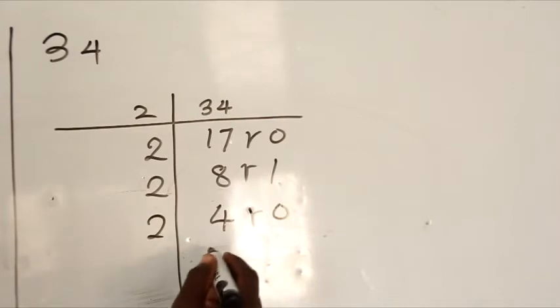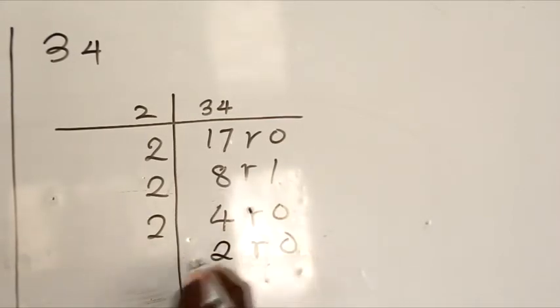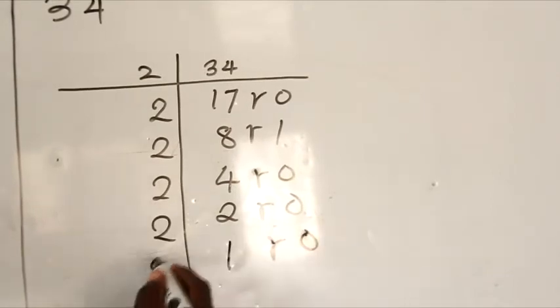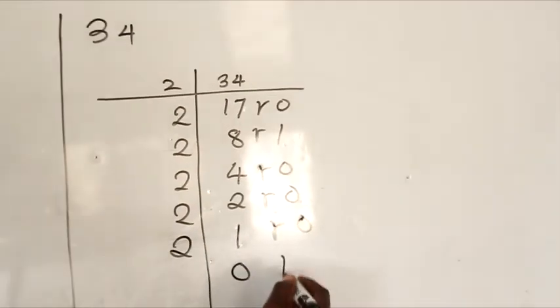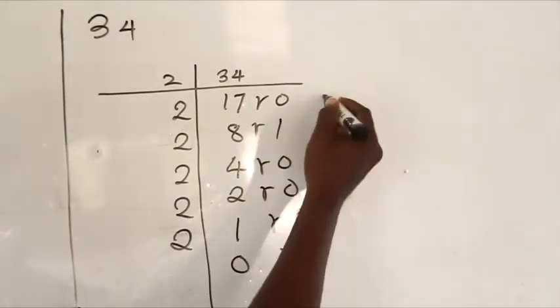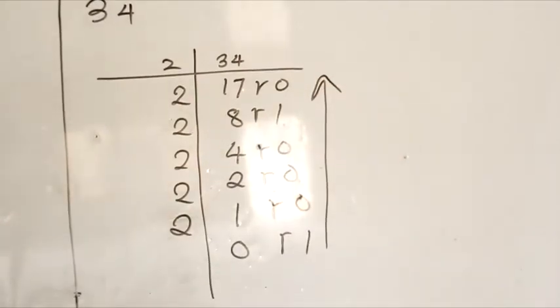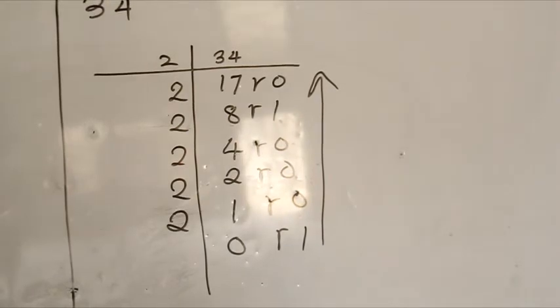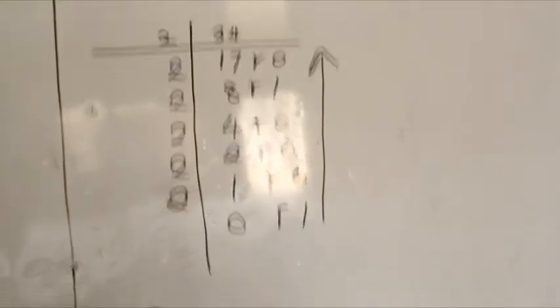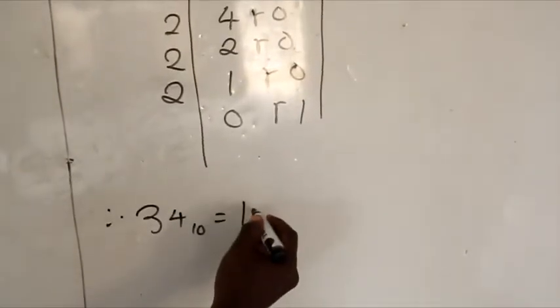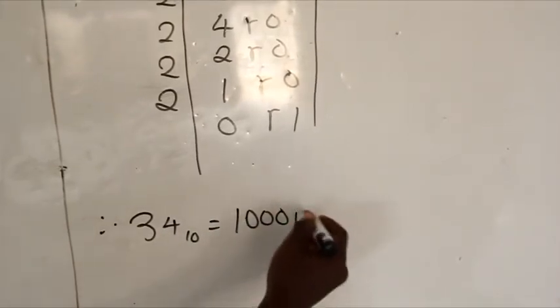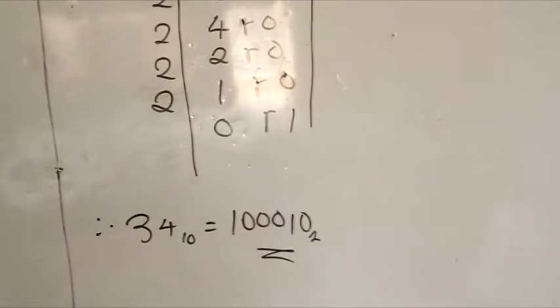2 goes into 4. 2. Remainder 0. 2 goes into 2. 1. Remainder 0. 2 again here. 0. Remainder 1. So as it was in the first case, read the answer from bottom to the top. Therefore, we say 34, which is a number in base 10, when converted to base 2, is 10010. Okay.